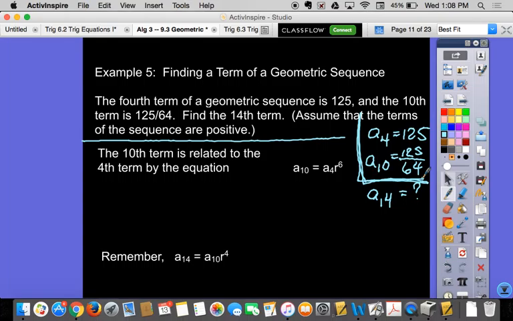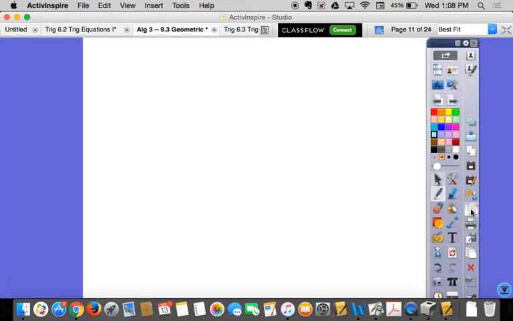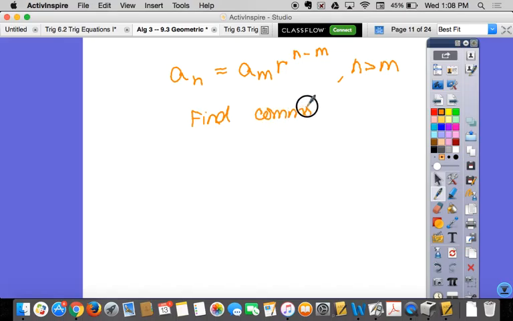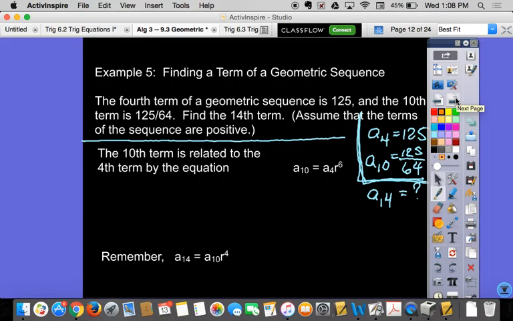Now, that's a formula that you might want to put in your notes. It's not on your yellow sheet, so you might want to put it there. a sub n equals a sub m times r to the n minus m, and we're going to stipulate that n is greater than m. Okay, so that is how you can find the common ratio. We had a similar one for finding the common difference last time. There we go. So let's come back here and do this.